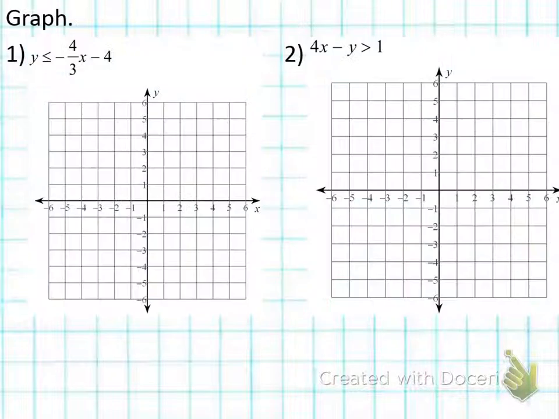So here we go. Number 1 and 2. Number 1's already solved for us, which is real nice. So we know y is less than or equal to negative 4/3 x minus 4.